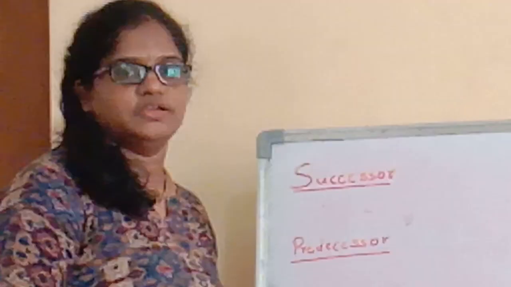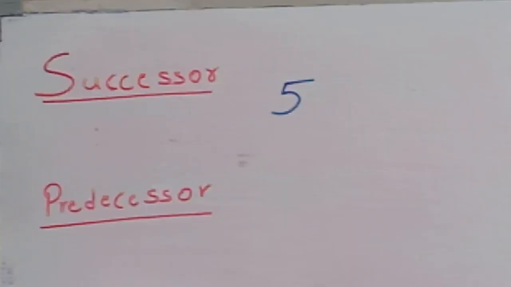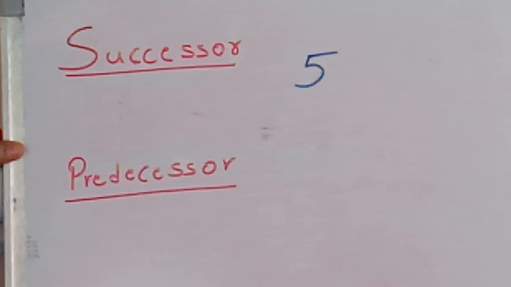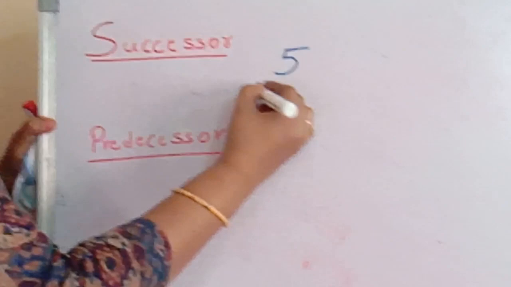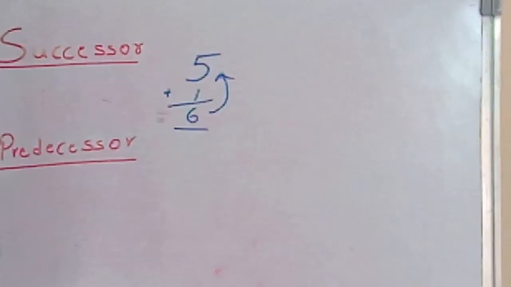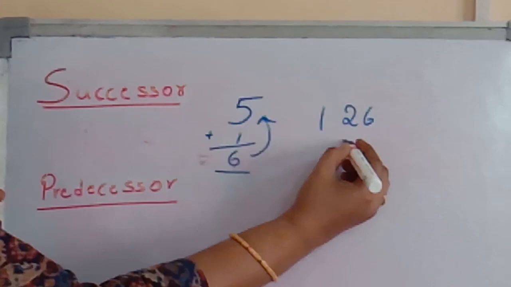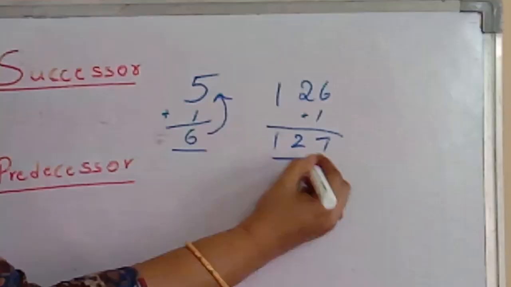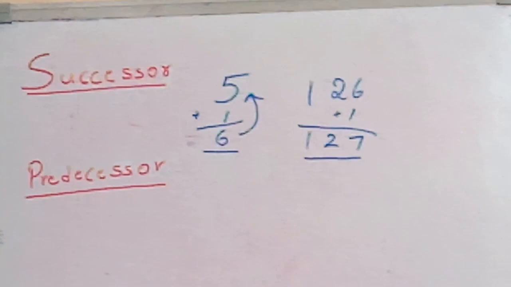Now we are discussing the next exercise in 4 digit numbers. Successor and predecessor. What is successor and what is predecessor? The number that comes after the given number is called successor. After the given number, for example, here we are having 5. After this number means we are adding plus 1. We got 6. 6 is the successor of 5. Let's take one more number, 126. What is the successor of 126? Add plus 1. 127. 127 is the successor of 126. So blindly we should add plus 1. That comes next number. So this is the successor.